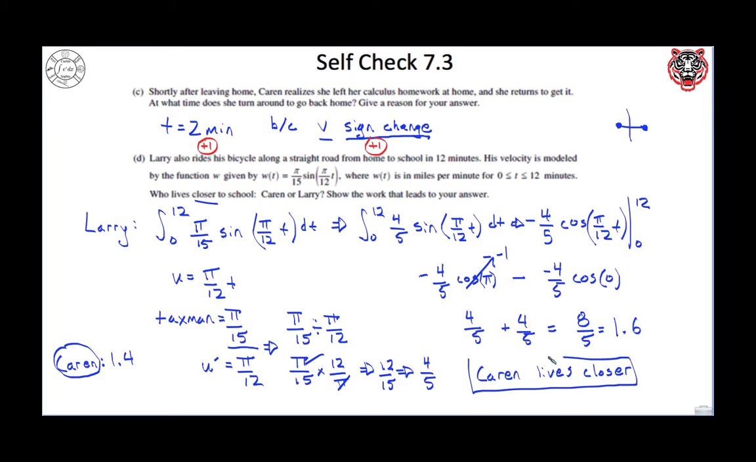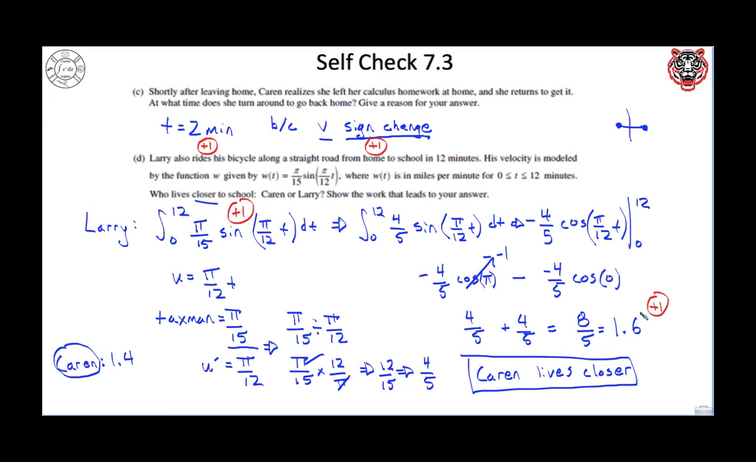All right, how do we score part D? I'm looking at my scoring guide. There are 2 points for Larry. If you have the integral from 0 to 12 of pi over 15 sine pi over 12 t dt, if you just had the integral, that's plus 1. If you actually have the value of 1.6 or 8/5 down here, that's another plus 1.